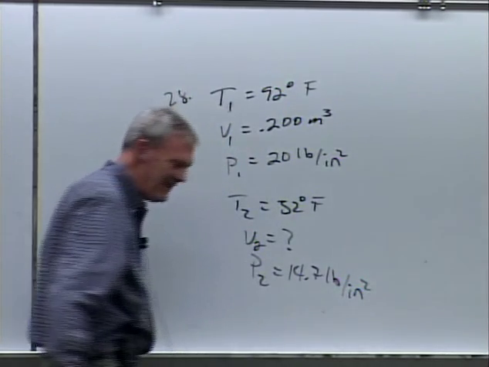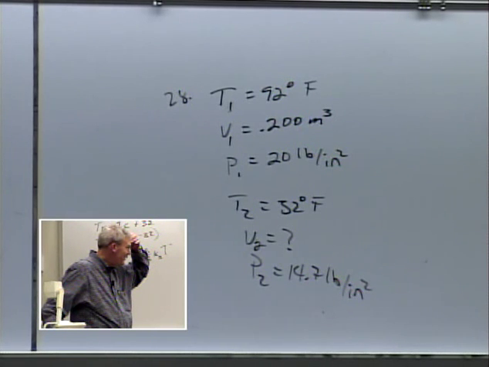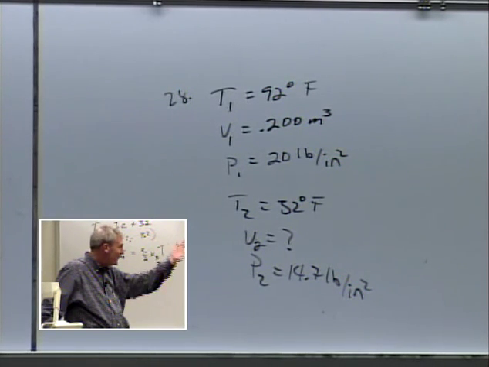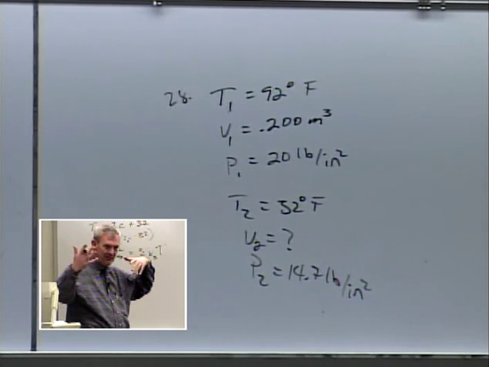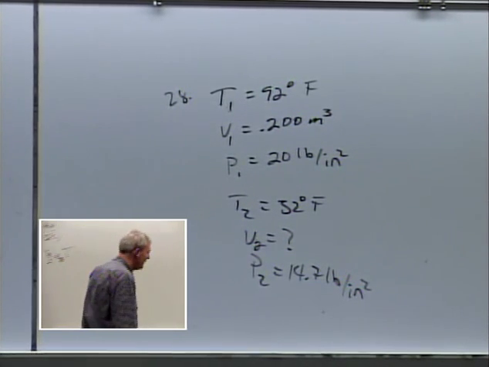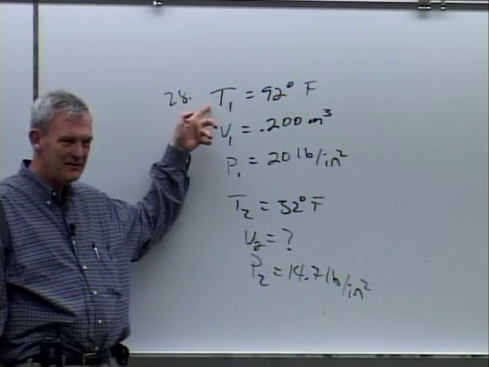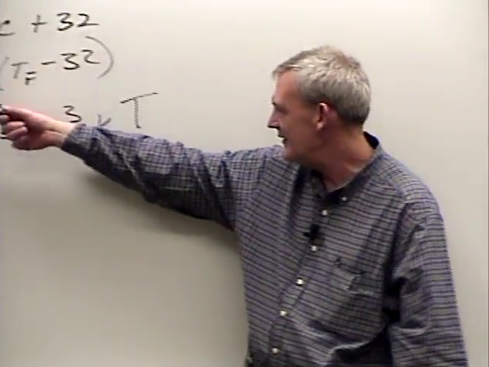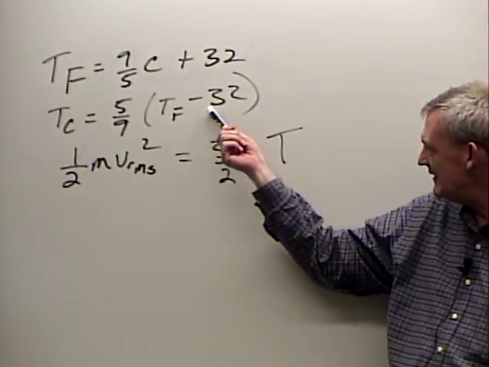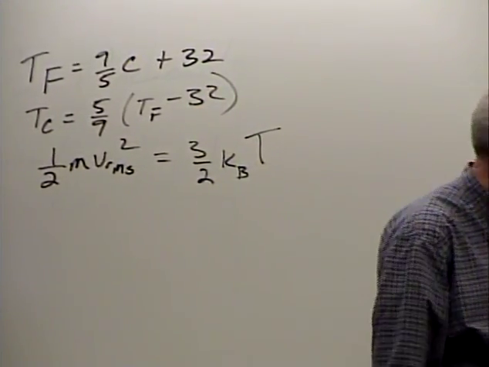Now, the nice thing is, when I first looked at this problem, I thought, oh my, we're going to have to do conversions and conversions to get that 20 pounds per inch squared into pascals. But we don't have to. You know why? Because the units will cancel. However, you can't do it with these two temperatures. You have to convert them to kelvins, because of that adding 32 thing with the Celsius, which keeps it from being a complete linear relationship.